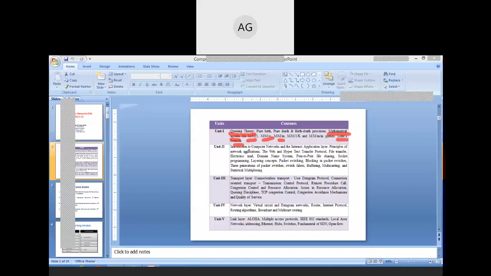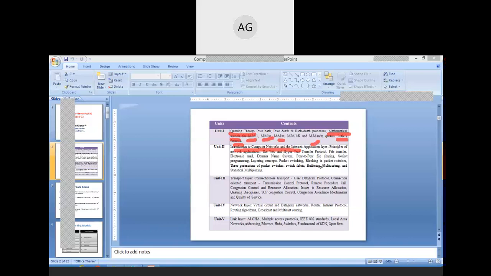Now our computer network subject basically starts from unit 2. As you can see here in the syllabus, its name is Introduction to Computer Network and the Internet. So basically our computer network syllabus starts from here, and here we are going to study some protocols which are based on the application layer.